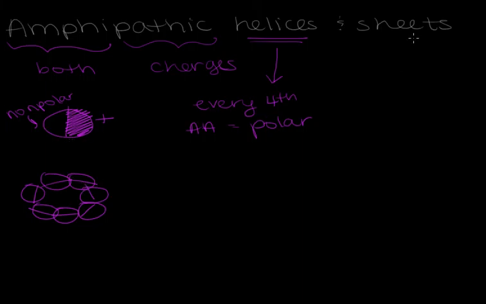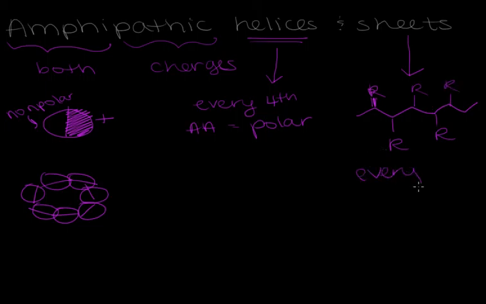For sheets, this is different because if you draw it out, you kind of get alternating side chains. One side, the other side. They kind of face every other direction. So this would be every other amino acid is polar, and that would result in an amphipathic beta sheet. So you end up with a charge on one side and a nonpolar on the other side.